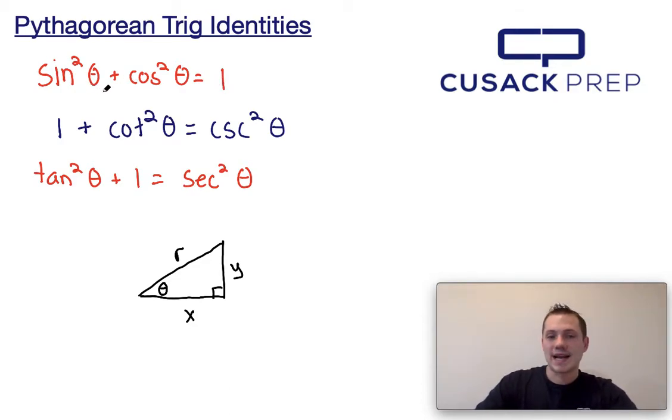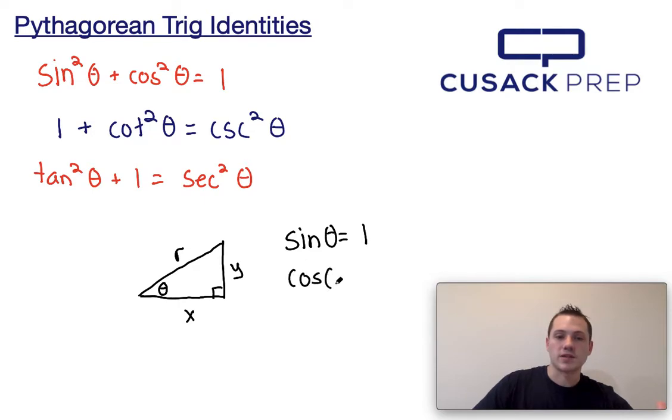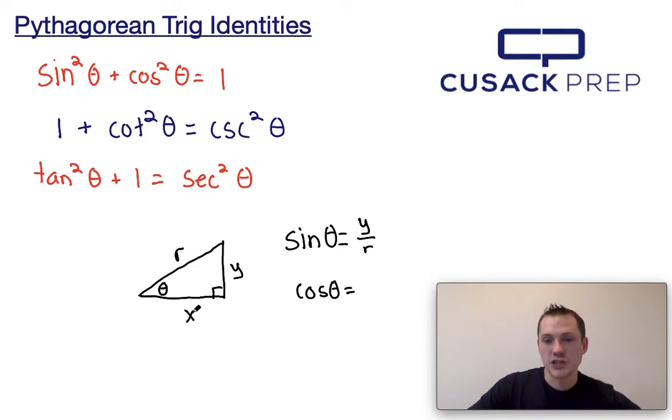So what is sine of theta? Well, if you remember, sine of theta is opposite over the hypotenuse. I'm sorry, sine of theta is not 1. Sine of theta is y divided by r. Now, what about cosine of theta? Well, cosine of theta, that's going to be the adjacent over the hypotenuse. So that's going to be x divided by r.